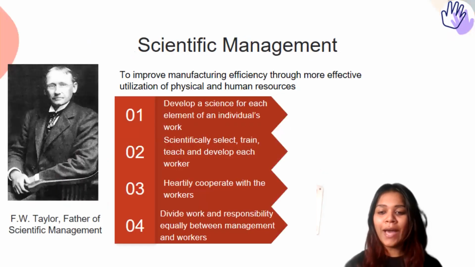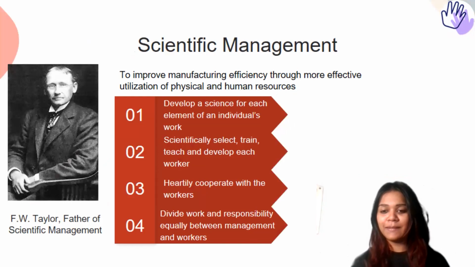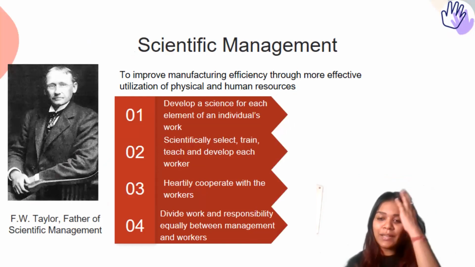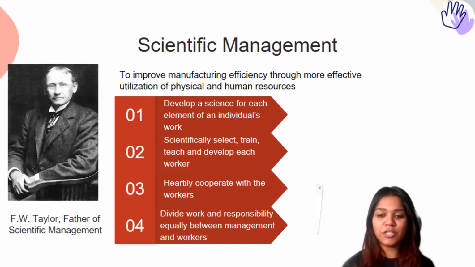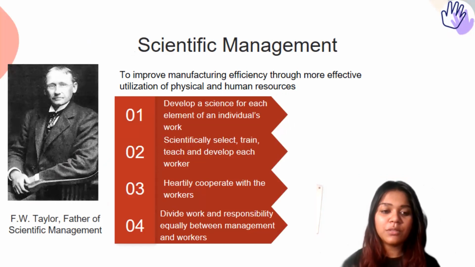Scientific management. Who has given scientific management, right? So we'll study with the scientific management, which is a type of classical theory of management. So scientific management was given by F.W. Taylor, right? And he is also known as father of scientific management. What was the idea behind scientific management? The idea was to improve the manufacturing efficiency through more effective utilization of physical and human resources, right?